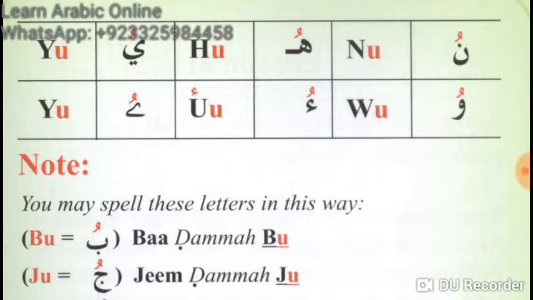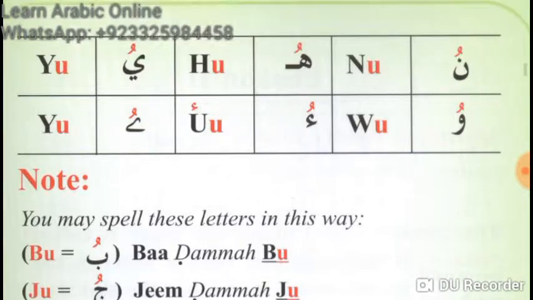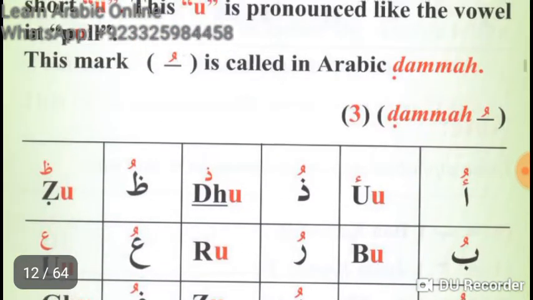Wa dhamma Wu. Ha dhamma Hu. Hamza dhamma U. Ya dhamma Yu. Good. Now read all these alphabets again.